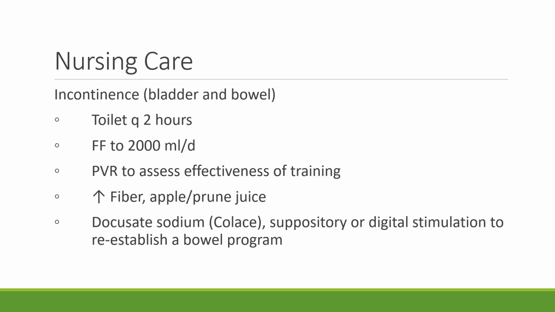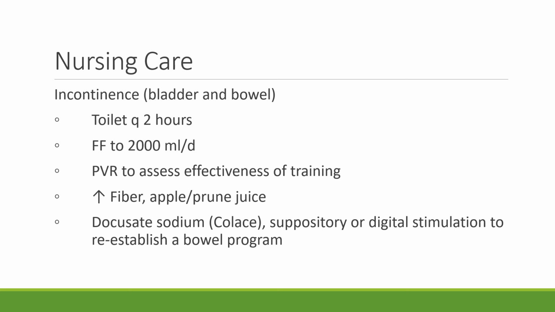Incontinence. This is the number one reason why people are put into nursing home care. And so to help maintain continence or to improve skin and continence care, we're going to toilet every 2 hours. We're going to make sure we give free fluids up to 2,000 mL a day if they're allowed. We're going to do post-void residuals with our bladder scanner to assess the effectiveness of training.